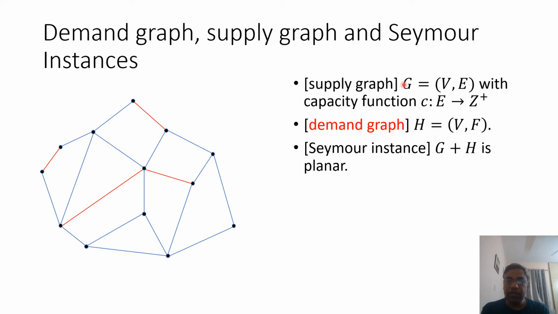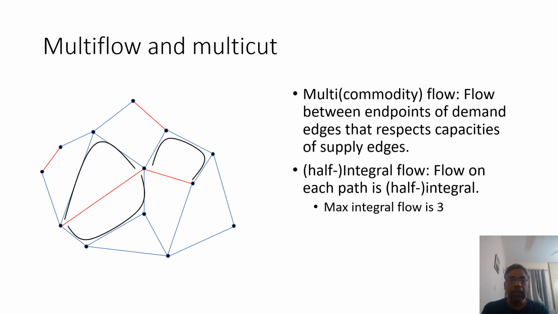I am given two graphs on the same vertex set. V is the vertex set. One is the supply graph, which is again the blue edges here, and the demand graph is the red edges here. And an instance is called a Seymour instance when G plus H is planar. And what is a multi-commodity flow? It's a flow between the endpoints of the demand edges, which respects the capacities of the supply edges.